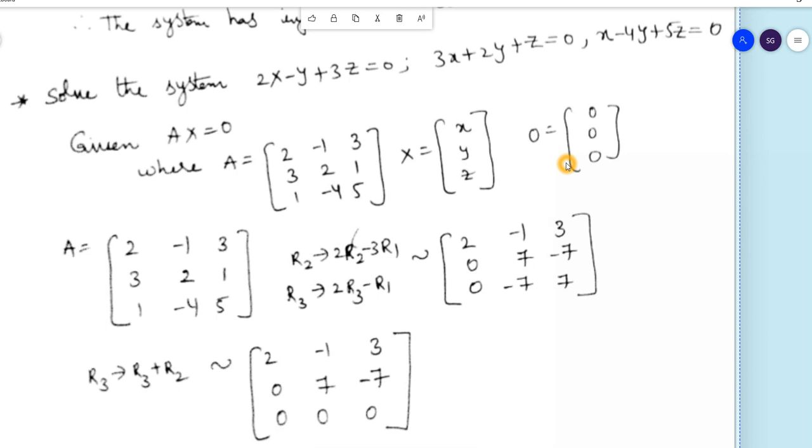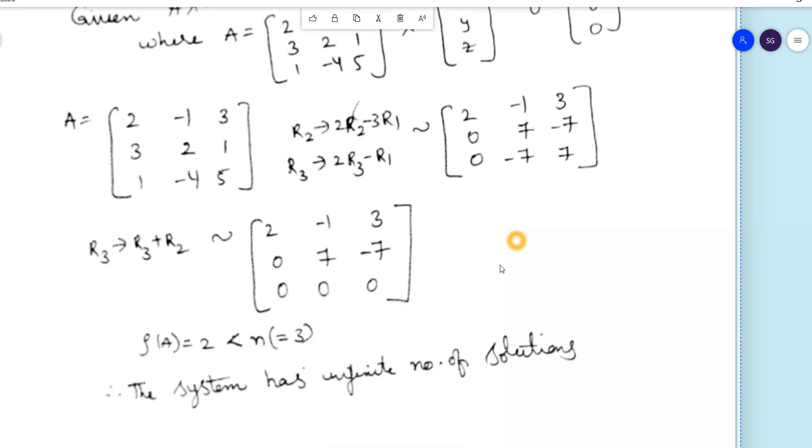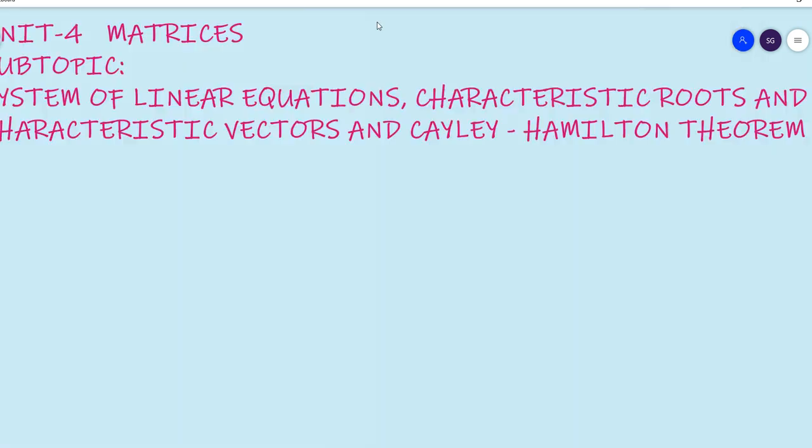Now you have to convert the given matrix into echelon form by using row operations. As you all know, you have to use only row operations. We got all the elements below the diagonal as 0. So it is converted to echelon form, and the rank of A is 2, which is less than n. n is the number of variables. We got the variables as x, y, z, which is 3. n is 3 here. So the rank of A is 2, which is less than n. Therefore, the system has an infinite number of solutions.